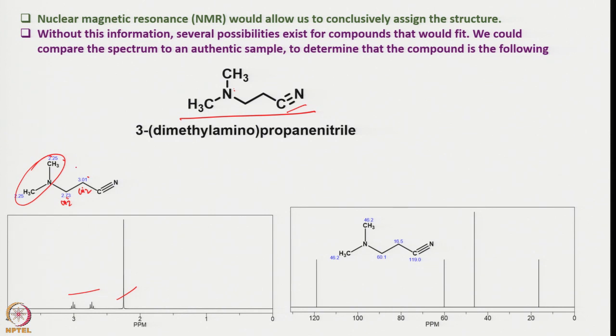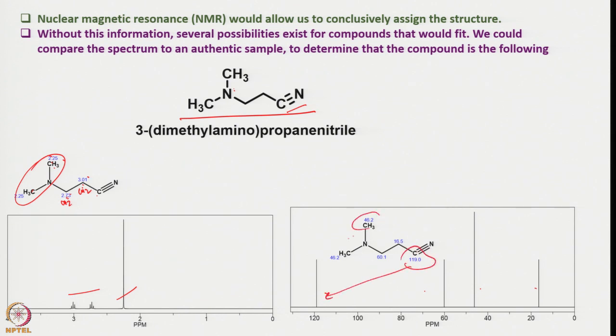And if you look into 13C, you identify how many non-equivalent signals are there. So these two are identical. 1, 2, 3, 4 should be there. We have 1, 2, 3, 4. And 4 can be assigned very nicely. And this is 119, this comes here.